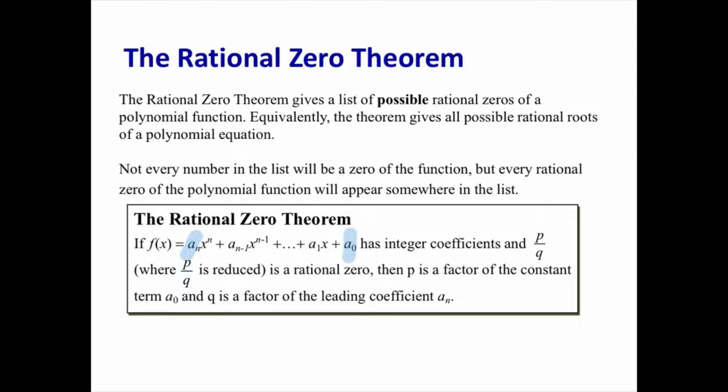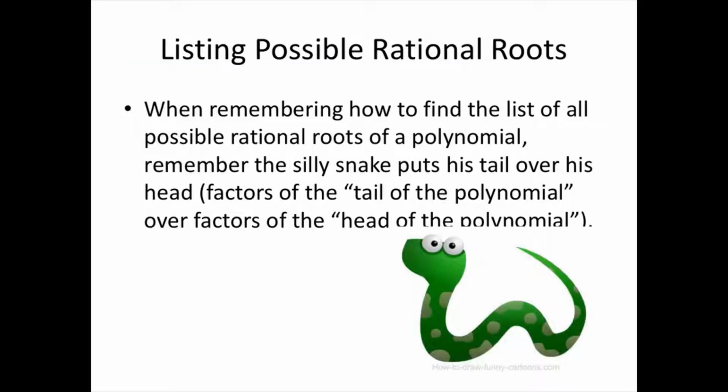So p, which is on top, is the factor of the constant term. So I want you to know the value of p right there. And the leading coefficient is q. And a way you can remember how to find a list of all possible zeros, remember that the silly snake puts its tail over its head.